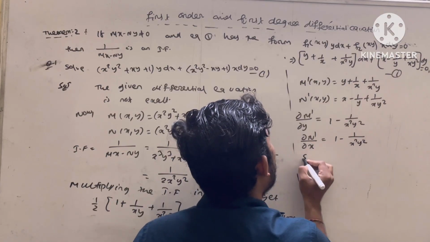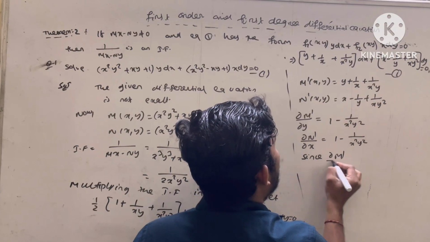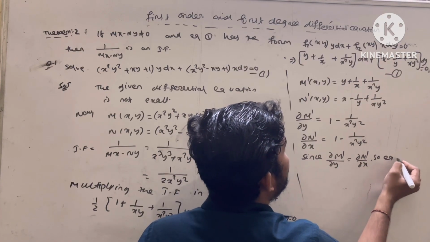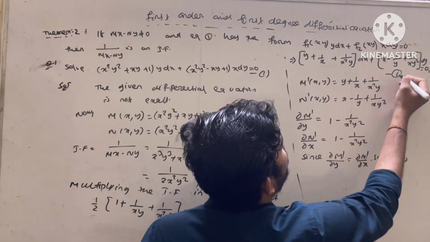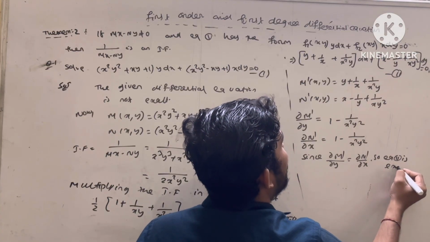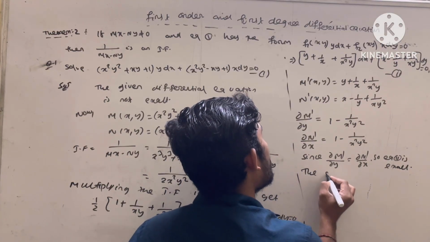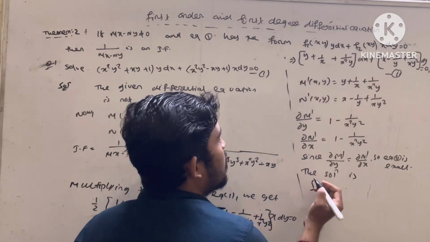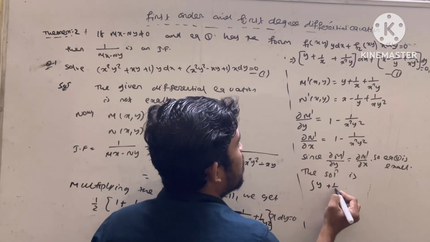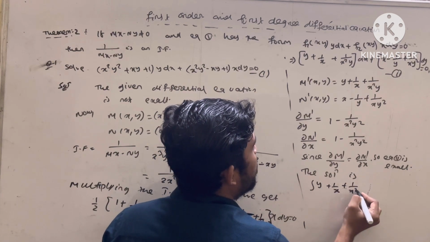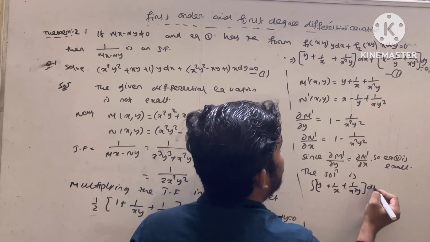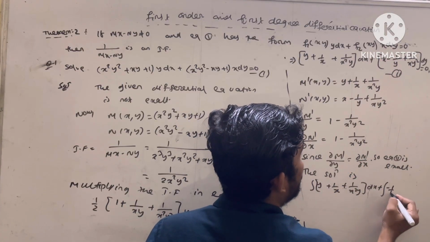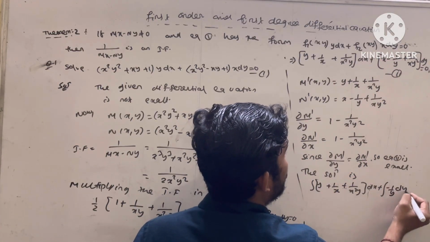So since del M dash by del y is equal to del N dash by del x, equation 1 is exact. So equation 2 is exact. So the solution is simple. The solution is integration. Here y is treated as constant, and take those terms independent of x: 1 by x square y dx plus, you have to take those terms independent of x. There is no x there, so minus 1 by y dy is equal to 0.